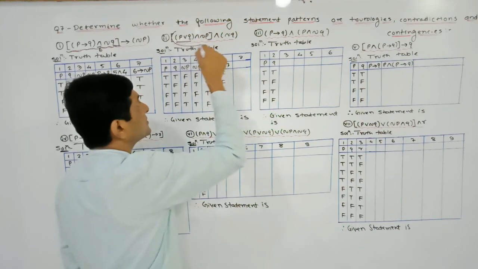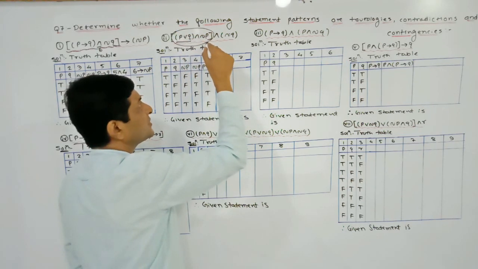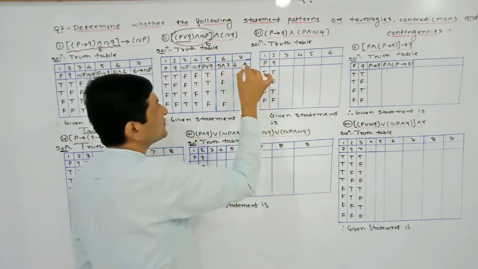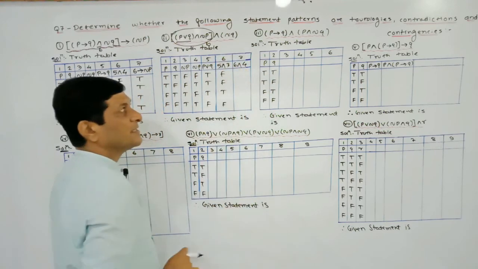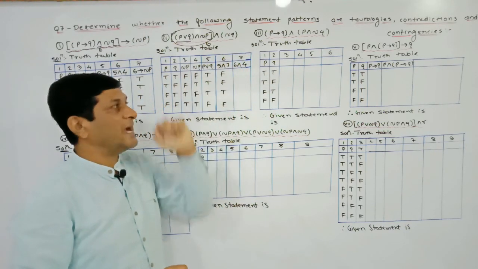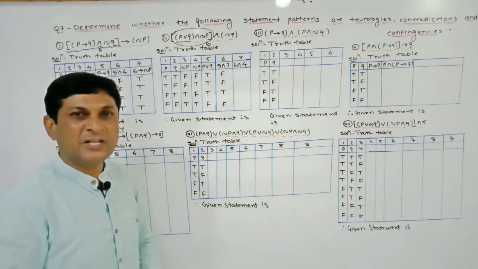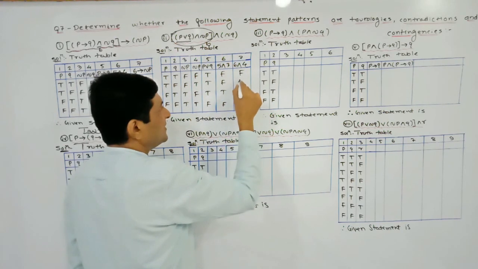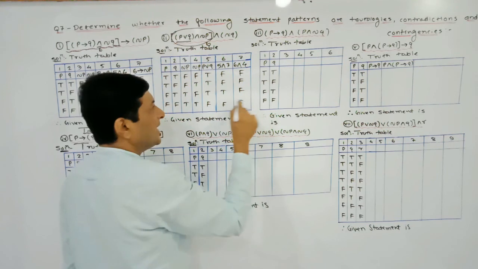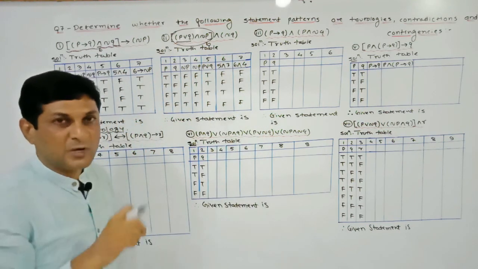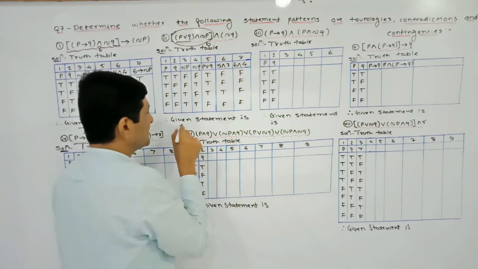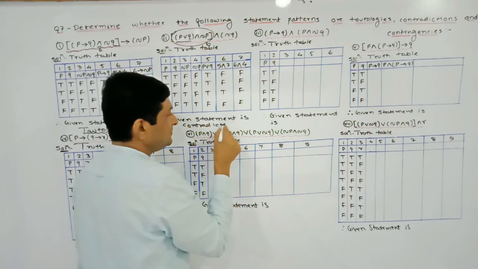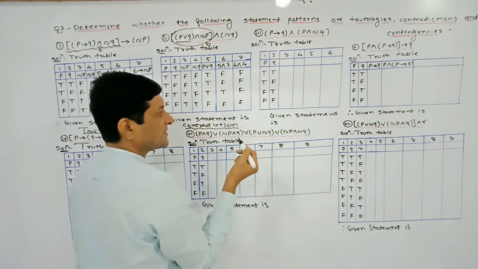In this way we have got the truth value of this first part, which lies in column number 6. Now 6 and this negation Q, which is column 4, we are connecting by AND. So let us find out AND of 6 and 4. In case of AND, if at least one statement is false, AND will be false. So false, false, false, false. Since this statement is always false, we can say that it is a contradiction. So this statement pattern is a contradiction. In this way we have solved the second example also.